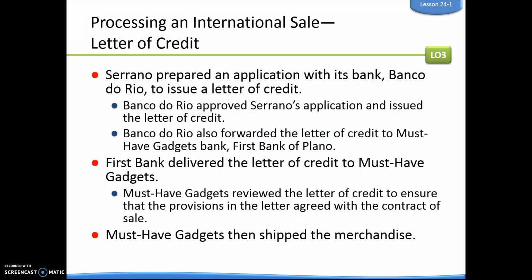So what happens is that Serrano, which is the company in Brazil, prepares an application with its bank, the Banco de Rio. I'm not fluent in Spanish, so pardon me if I'm pronouncing everything wrong. The bank issues their letter of credit. So Serrano's bank approves their application and issues the letter of credit, and then Serrano's bank forwards that to the Must Have Gadgets bank, First Bank of Plano in Texas. When First Bank gets the letter, they deliver it to Must Have Gadgets, and once Must Have Gadgets reviews that letter to ensure that everything is correct, then they are allowed to ship the merchandise.